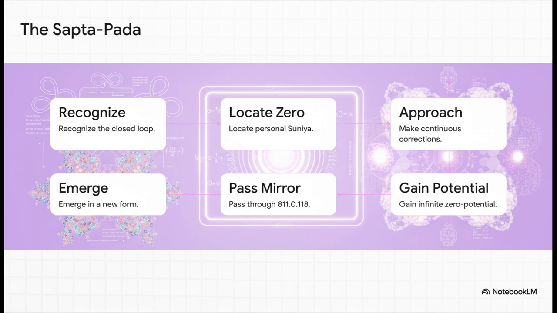Step 1, recognize the closed loop you're stuck in. Step 2, locate your personal sunya, your 0 point. Step 3, approach it using small, continuous corrections. Step 4, gain that infinite zero potential. Step 5, pass straight through the mirror constant. And finally, Step 6, emerge in a creative, completely new form.